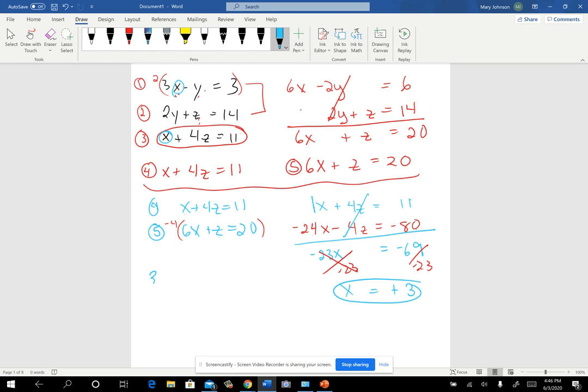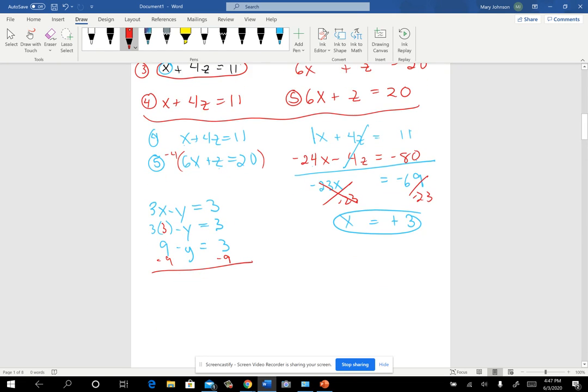So if I take my equation 1 and I plug 3 in for x, I would wind up with 9 minus y equals 3. Okay, so then I would take away the 9, which means I'd have negative y left equaling a negative 6. And that negative y is really like a negative 1. So divide by the negative 1, and that would give you y equals 6.